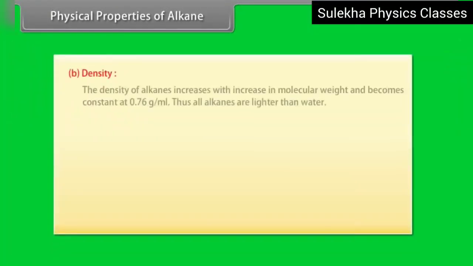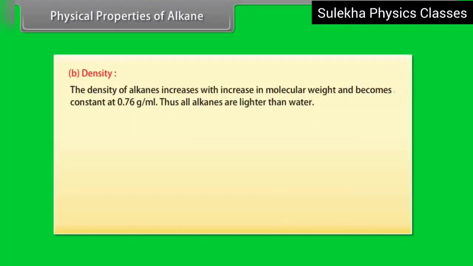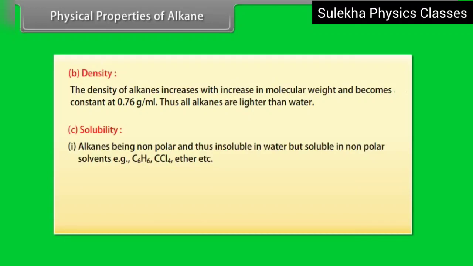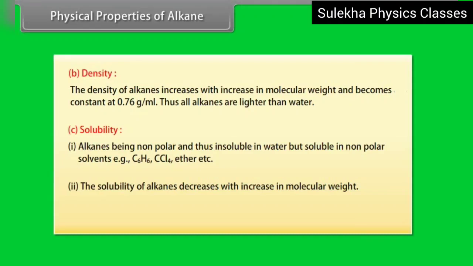B. Density. The density of alkanes increases with increase in molecular weight and becomes constant at 0.76 gram per milliliter. Thus, all alkanes are lighter than water. C. Solubility. Number 1. Alkanes being non-polar are insoluble in water but soluble in non-polar solvents, for example C6H6, CCl4, ether, etc. Number 2. The solubility of alkanes decreases with increase in molecular weight. Number 3. Liquid alkanes are themselves good non-polar solvents.